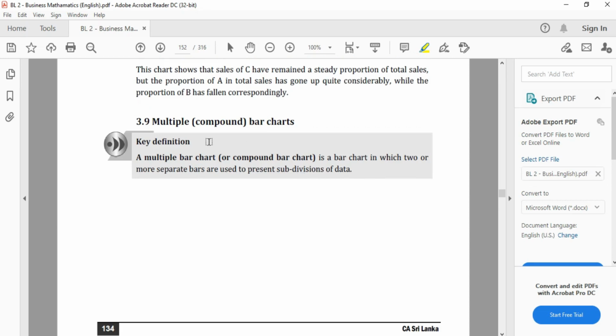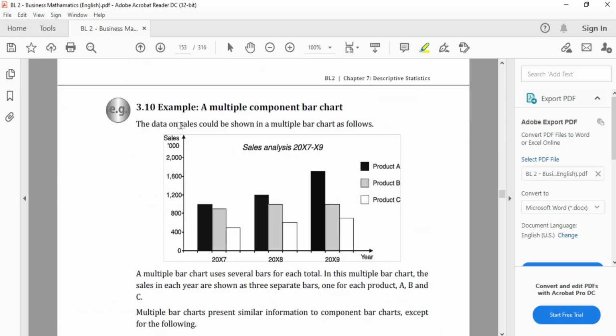Okay, now let's look at multiple compound bar charts. A multiple bar chart or a compound bar chart is a bar chart in which two or more separate bars are used to represent subdivisions of data. Okay, so if you look at this chart, they are just like simple bar charts. Each bar is just marked. Its actual number you can recognize from this sales vertical axis, right?